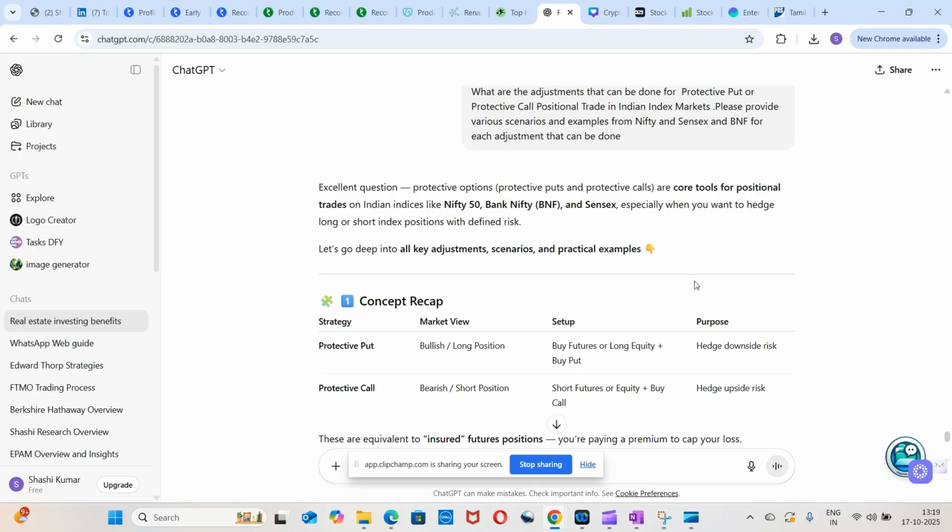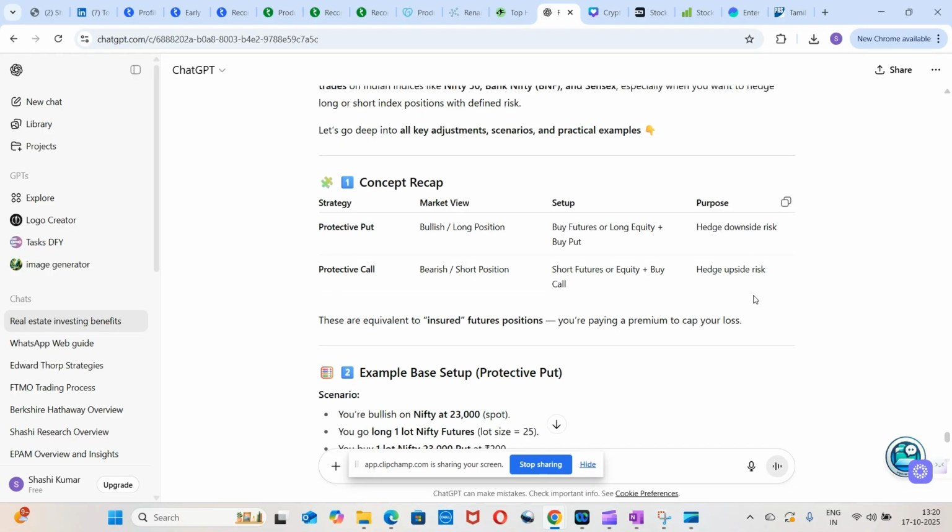And the primary aim of this particular strategy is to hedge the long as well as short index positions with defined risk. So you have a view, either a bullish or a bearish view, and you want to hedge your position in case you go wrong. You want to only have a certain defined risk. So that's the primary aim of this particular strategy, and this is a core strategy for many big companies. Okay, so again, what is a protective put?